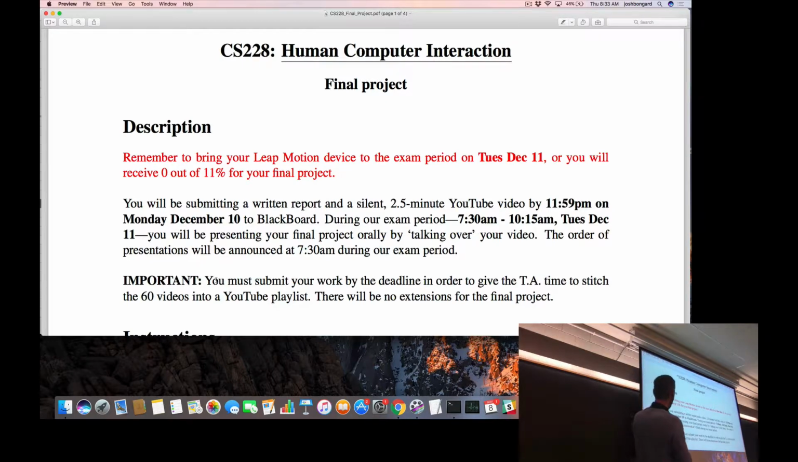We have currently in the class 60 students. You wouldn't know it by looking around this morning, but there are 60 of us in this class. If you take 60 and you multiply it by 2 minutes and 30 seconds, that just about fills our 2 hour and 45-minute exam period, plus 2 7-minute breaks.